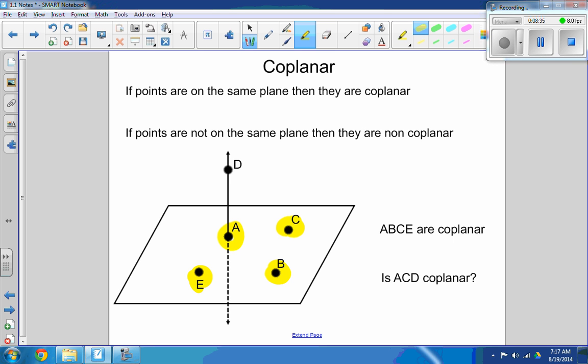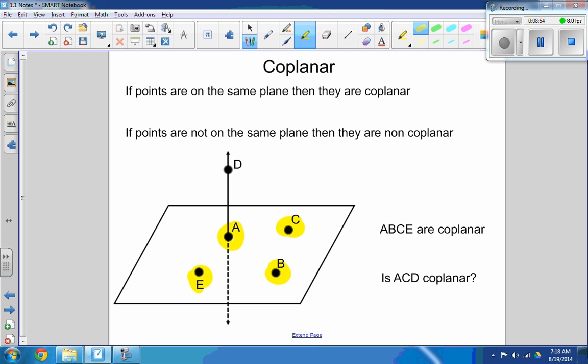It's as if there was a line going through the plane. A is on the line, D is on the line, but this line is going through the plane, so it's only intersecting the plane at point A. So D is not on this plane A, B, C, E.